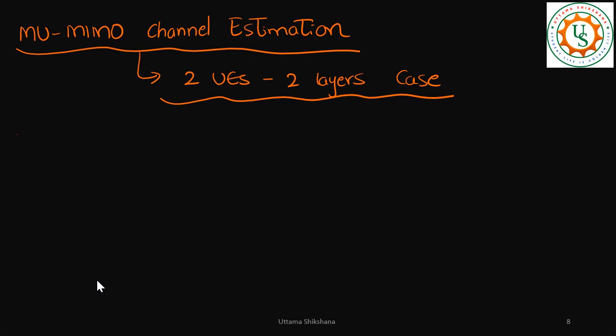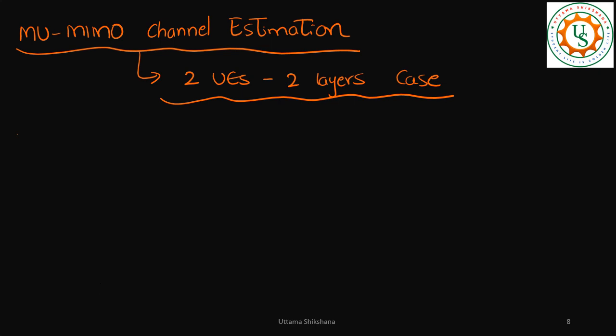Hey guys, welcome back. In this video, I want to talk about multi-user MIMO channel estimation, but the concept which I want to explain is with respect to two UVs, two-layer case. In the previous video, I was talking about multi-user MIMO concept for two UVs single-layer case. So I had given some high-level explanations, but in this video, let us try to see the similar kind of explanation for a two-layer case, and we'll try to see how to perform the channel estimation and how we should be allocating the DMRS sequence or pilot sequence in case of multi-user MIMO.